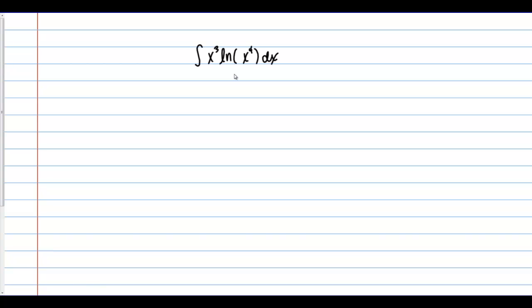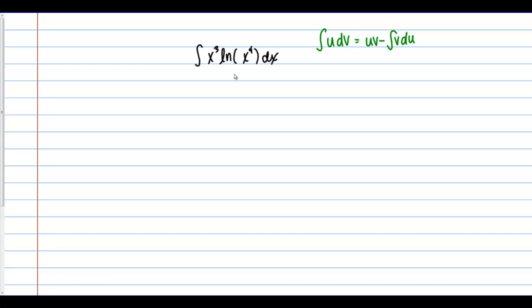So maybe instead of u substitution, we want to try something else. What we could try is actually integration by parts, and this will be good practice for integration by parts. So let's do that. Once again, the formula for integration by parts: the integral of u dv equals uv minus the integral of v du.